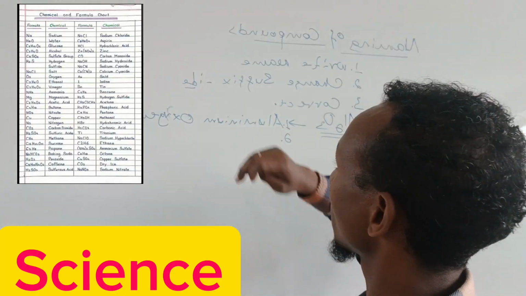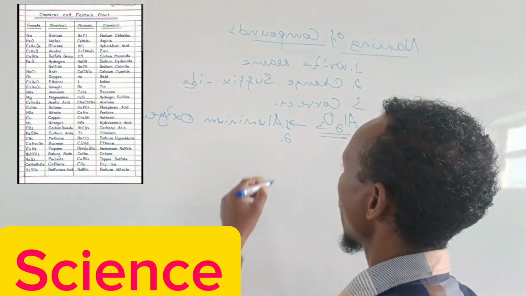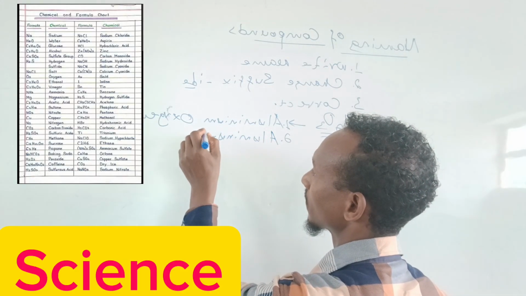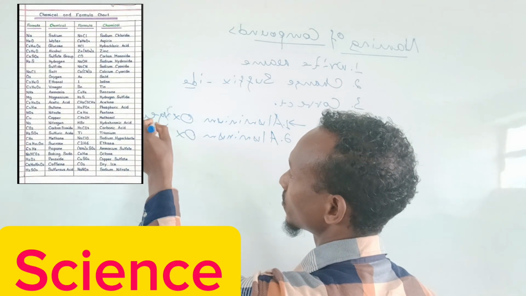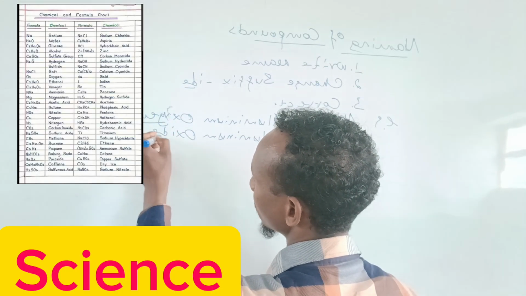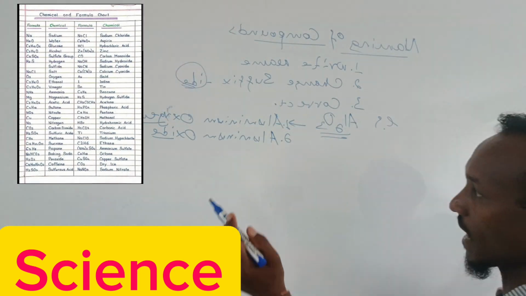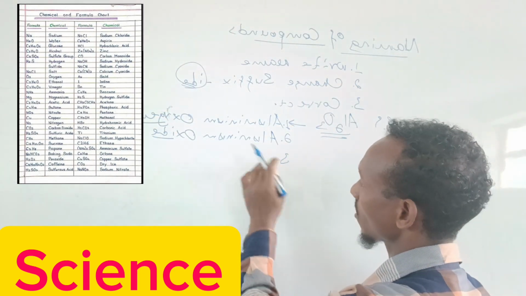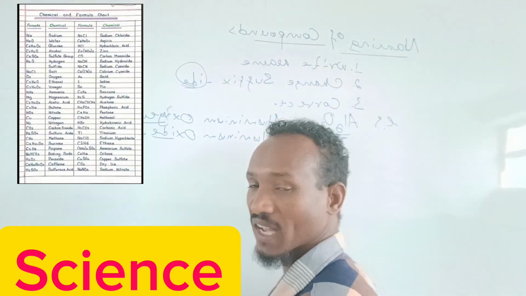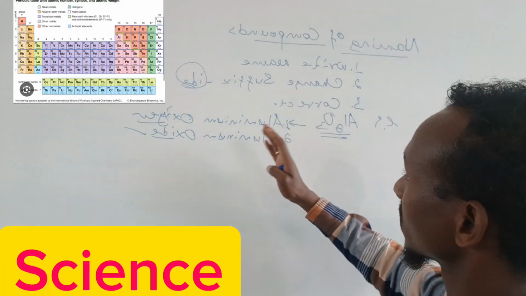Then the second step says to change the suffix into IDE. The suffix of what? Non-metals. Aluminum oxygen becomes aluminum oxide. Change the suffix into IDE. Aluminum oxide. There is nothing left to complete, so the third step is unnecessary because in the second step we get the correct name of the compound. So using this method you can write the name.